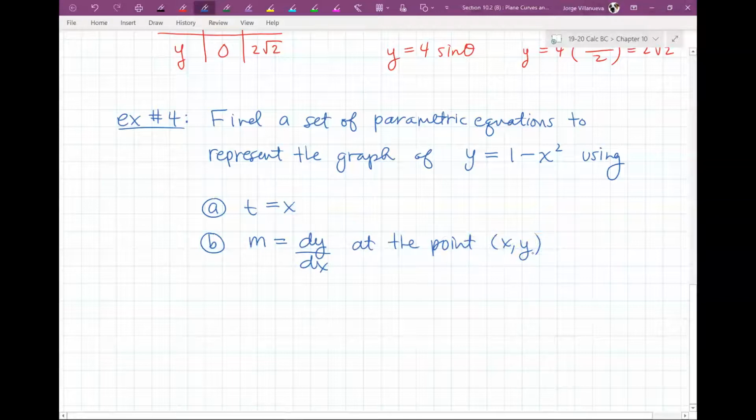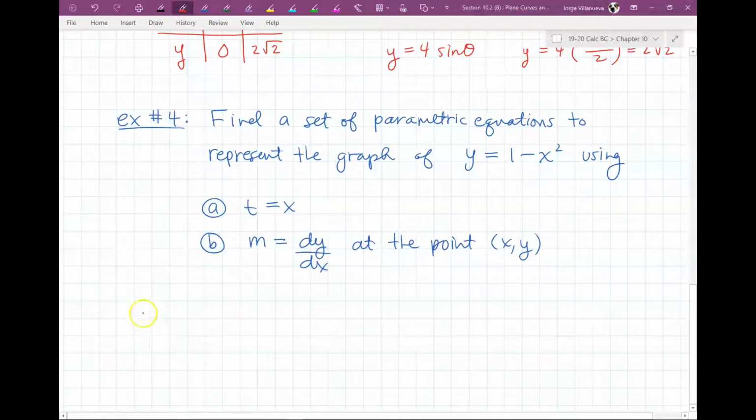Now remember, m is your slope, right? Now, the second method, part B, is something you're more apt to see on an AP exam. So make sure you understand that one a lot more. Part A literally is just a gimme. It's really hard to mess this one up.